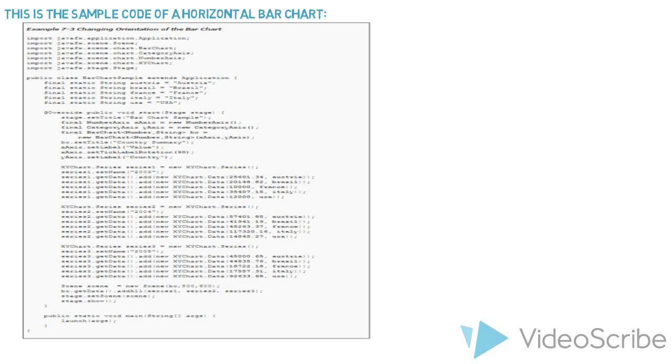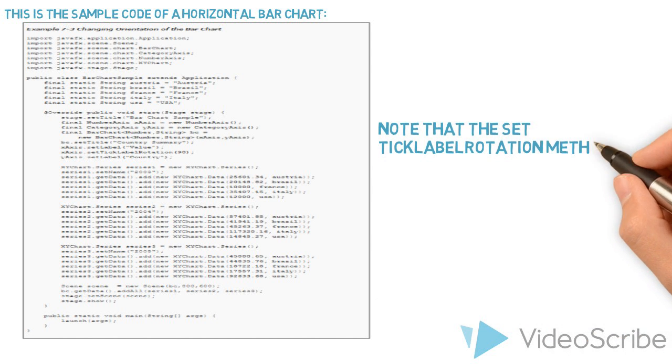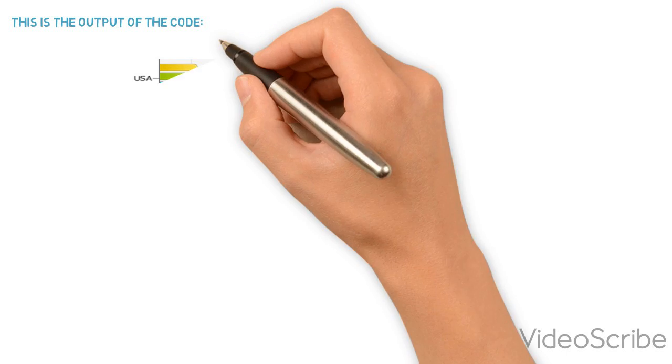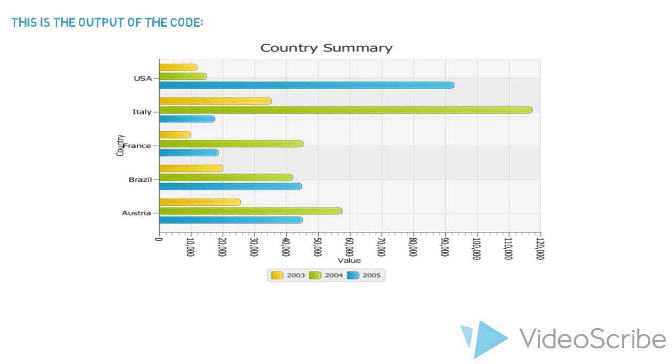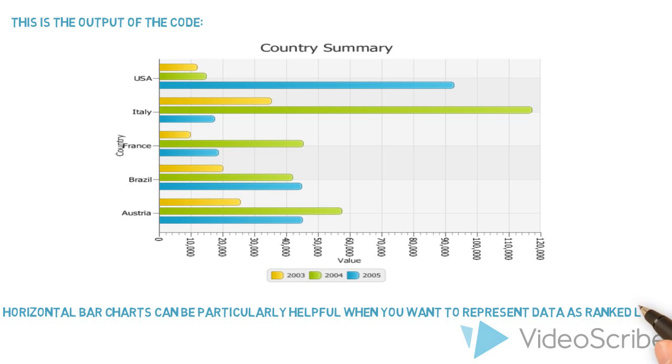Note that the setTickLabelRotation method is called on the horizontal axis to rotate labels and make the value captions easier to read. This is the output of the code. Horizontal bar charts can be particularly helpful when you want to represent data as ranked lists.